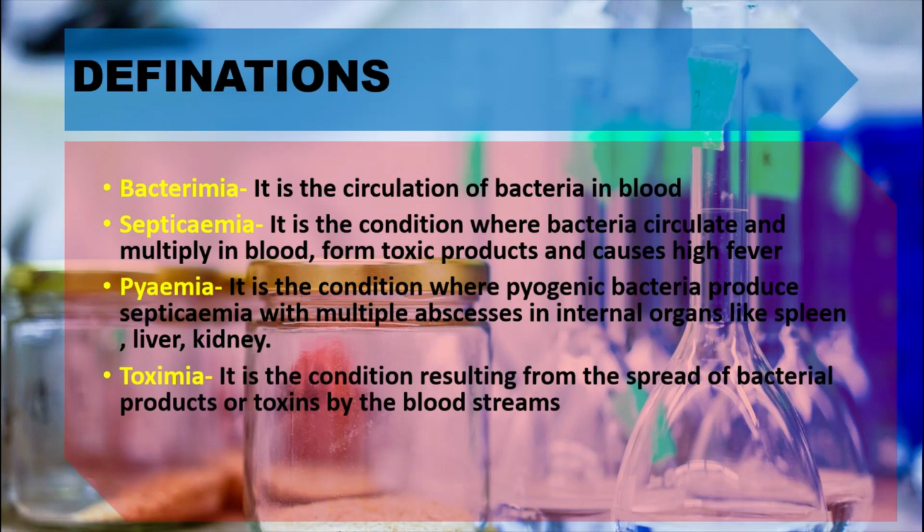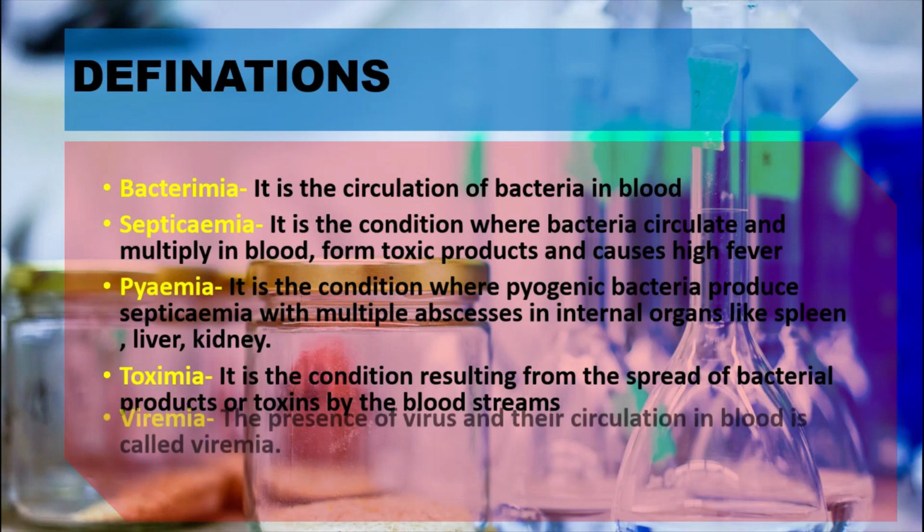While the term toxemia itself suggests, it is the condition resulting from the spread of bacterial products or toxins by the bloodstream. So not only do bacteria multiply, they also produce toxins and their products. This toxin gets spread through the bloodstream, that is referred to as toxemia.